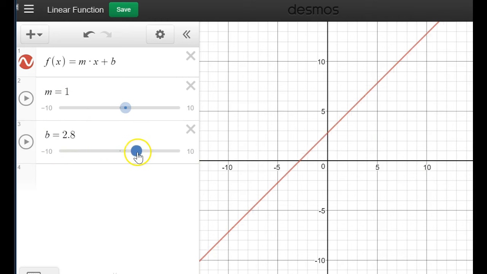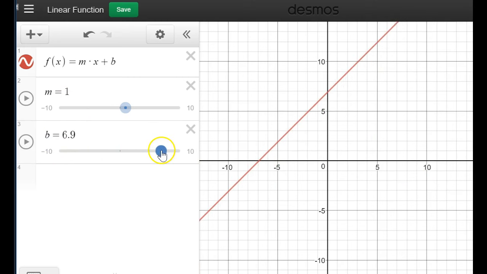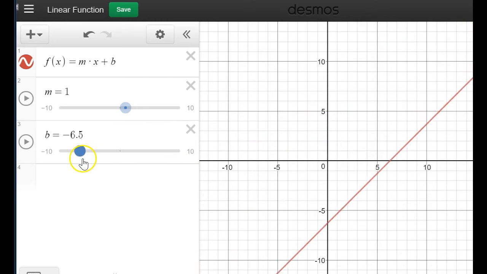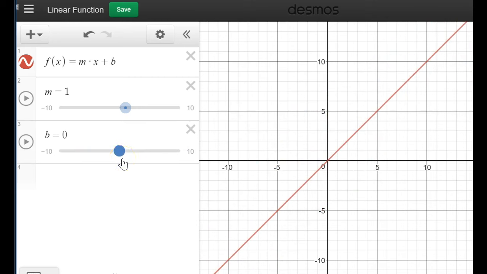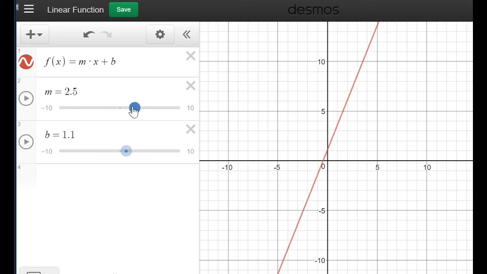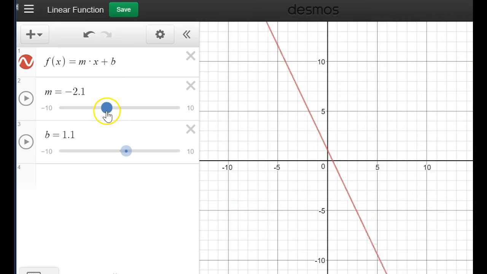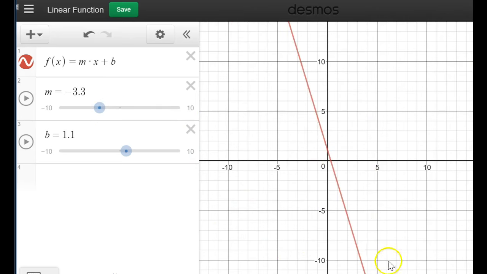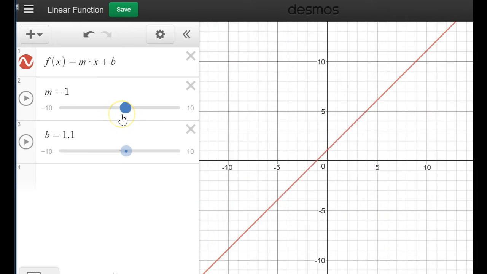So watch what happens when I increase b. You notice that the line slides up the y-axis. When I decrease b, the line slides down the y-axis. Now, what happens when we change m? Well, if you have a positive slope, the line gets steeper and steeper. It increases as we read from left to right. And as soon as the slope goes negative, it starts decreasing as we go from left to right. So those are the basics of a linear function, f of x equals mx plus b.